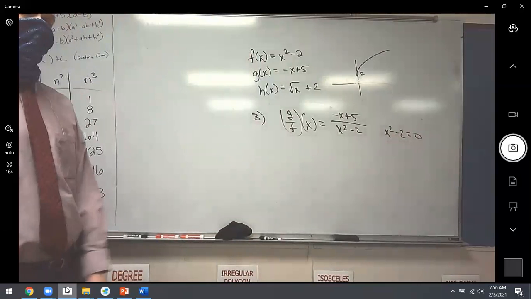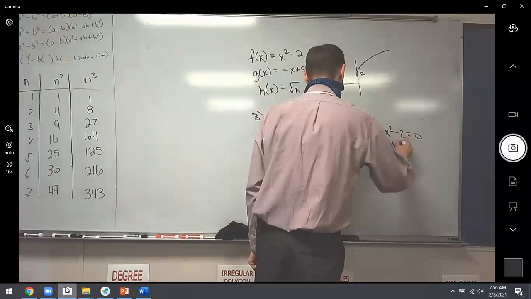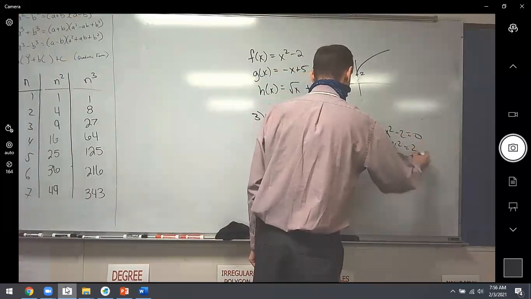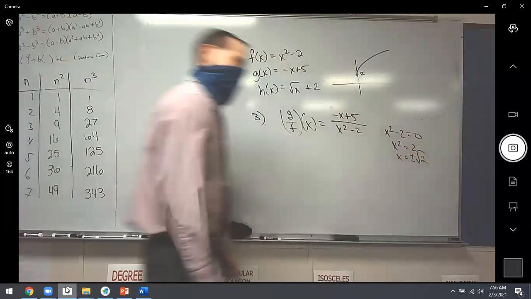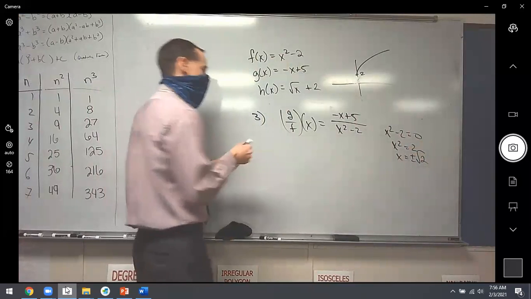If I just said x squared minus 2 is 0, could you solve that? I hope so. Just move the 2 over, take a square root. Don't forget your plus or minus. So there's 2 numbers, positive square root of 2 and negative square root of 2, that make that bottom equal to 0. So those are no good. So I got to take them out of my domain. Everything except those numbers is fine.